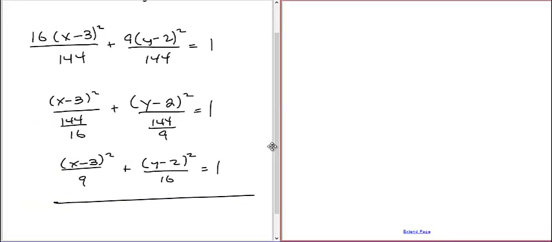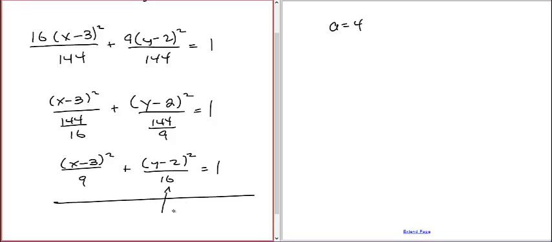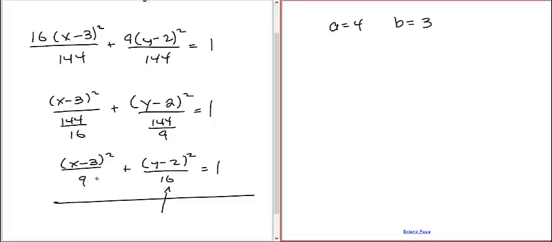So there's your equation in standard form. So what do we know? We know A is 4 because A goes with this thing. This is where a lot of people made the mistake. A always goes with the larger of the two. B goes to the other side. So this is b squared, this is a squared. Now, for an ellipse, c squared is a squared minus b squared. So a squared is 16, b squared is 9. You get 7. So c equals the square root of 7.